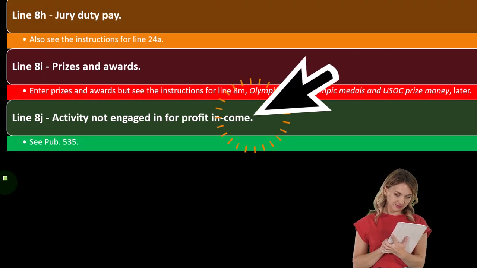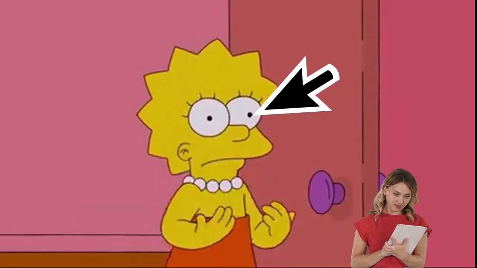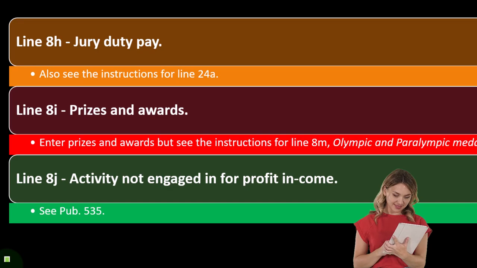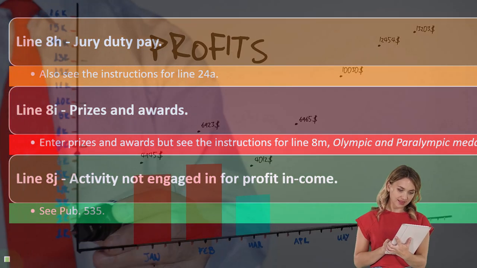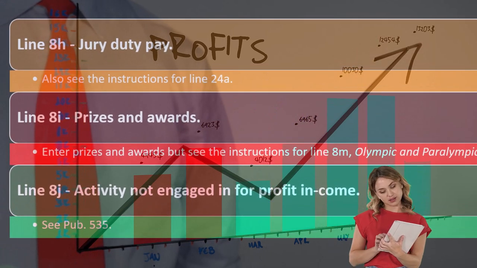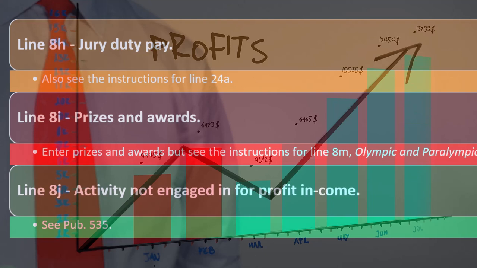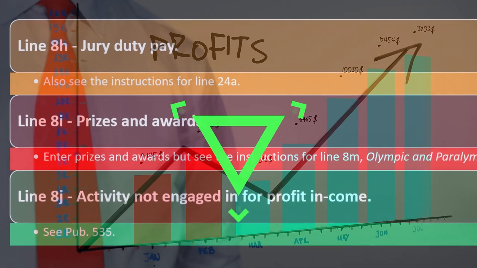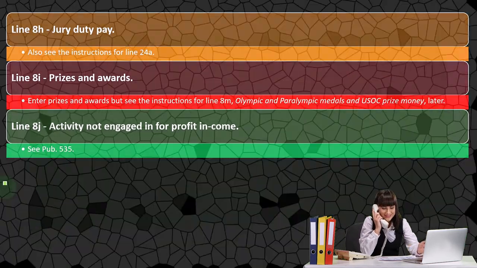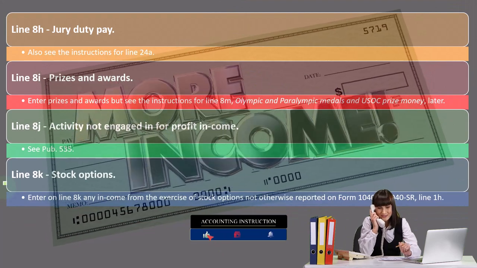So line 8J, activity not engaged in for profit income. So you entered into an activity that's not for profit. Remember we talked before about the idea that if it is a for-profit thing, then you're going to have to put it on the Schedule C or something like that, because if it's business income, you have to pay Social Security and Medicare. That's a big deal, because that's a big difference. Whereas if it's not a for-profit activity, then possibly you can put the income somewhere in the other income section, and that's where it's usually not going to be subject to Social Security and Medicare calculations oftentimes.